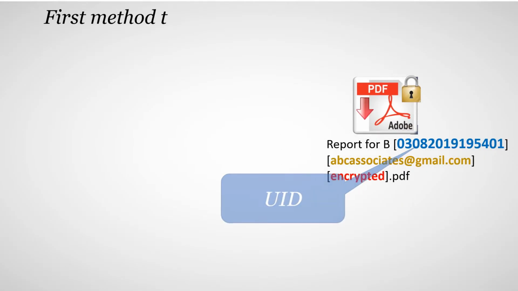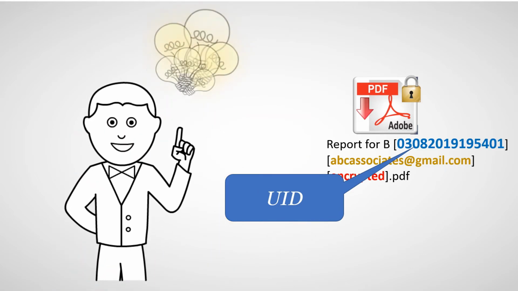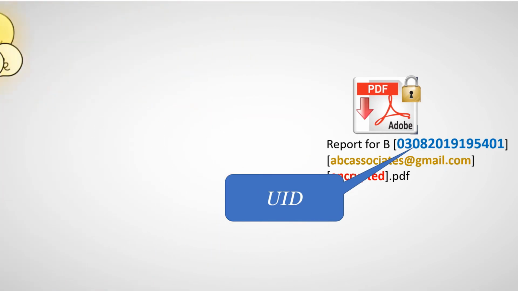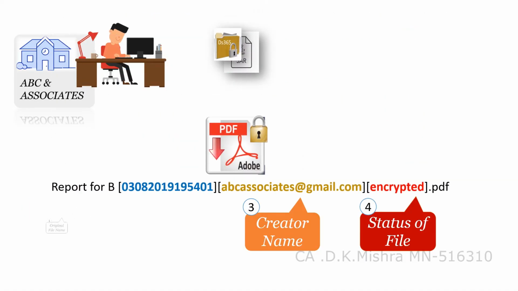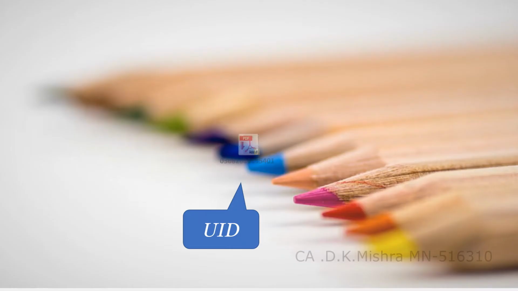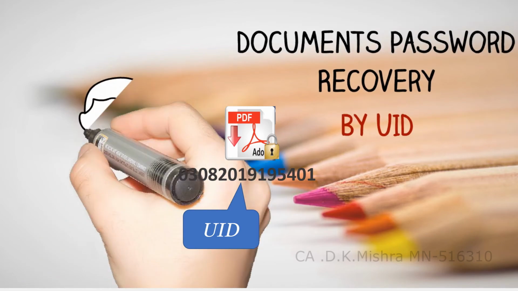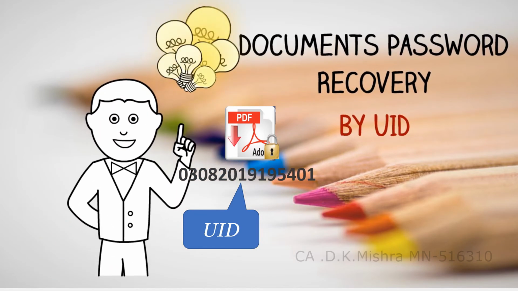First method to recover documents password is by its UID number. This software produces file's name in following format, where first part shows the name of our original file and second part is its UID number, which is a unique number for every encrypted file. Let's see the live demonstration. How we can recover documents password by its UID number.